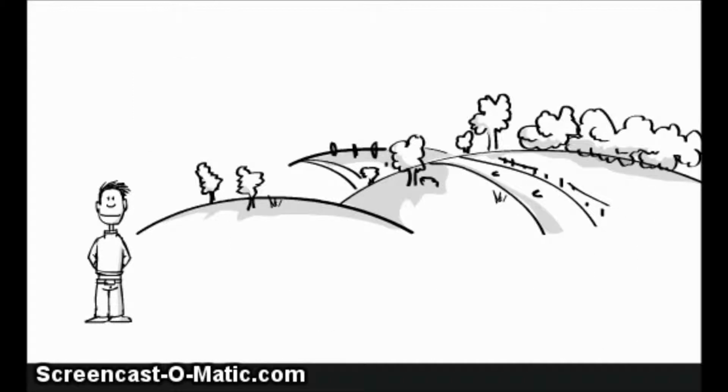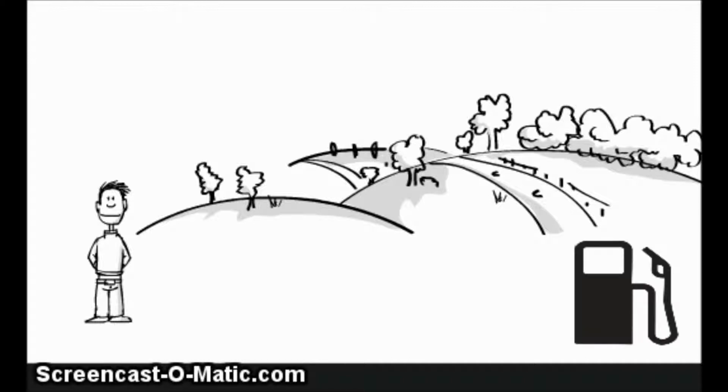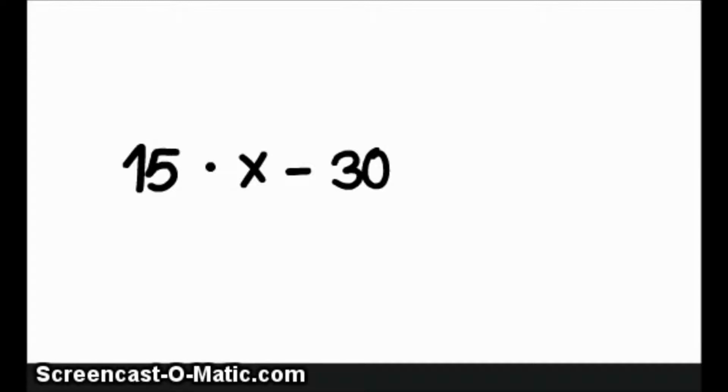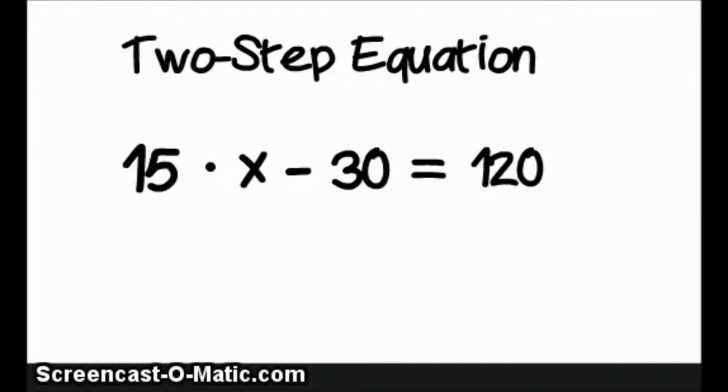But wait, Marley needs to buy gas for his lawnmower too. Gas will cost him $30. So it looks like we need to write a new equation. Our new equation is 15 times the amount of lawns he needs to mow, or x, minus the cost of gas, $30, which should equal $120. Now we have a two-step equation.